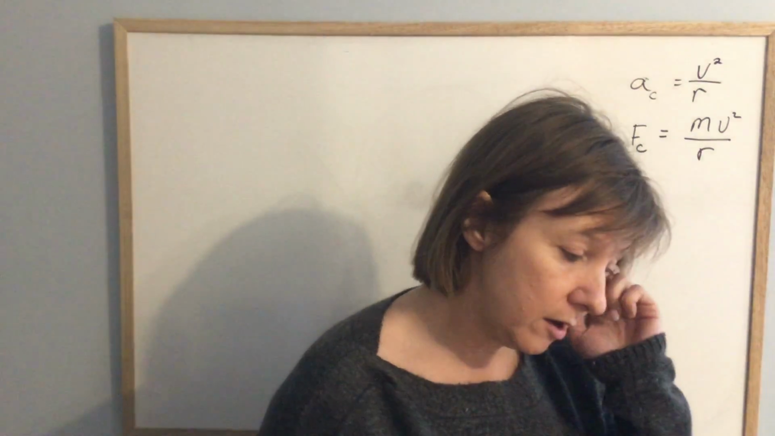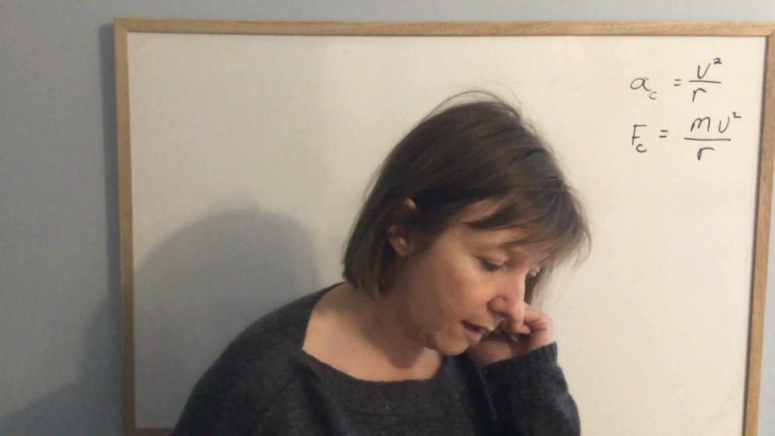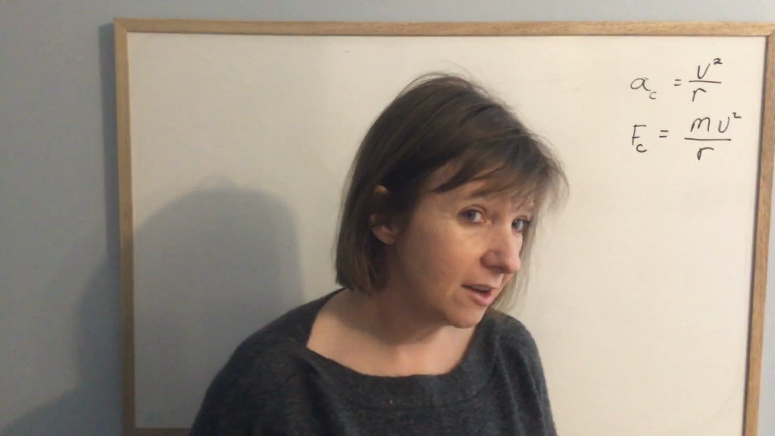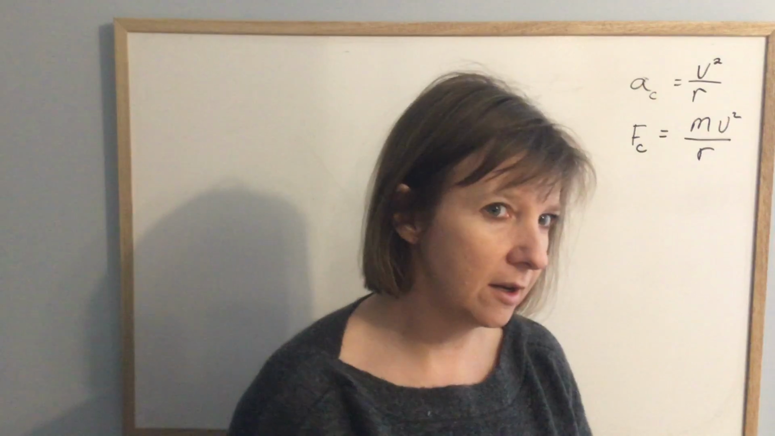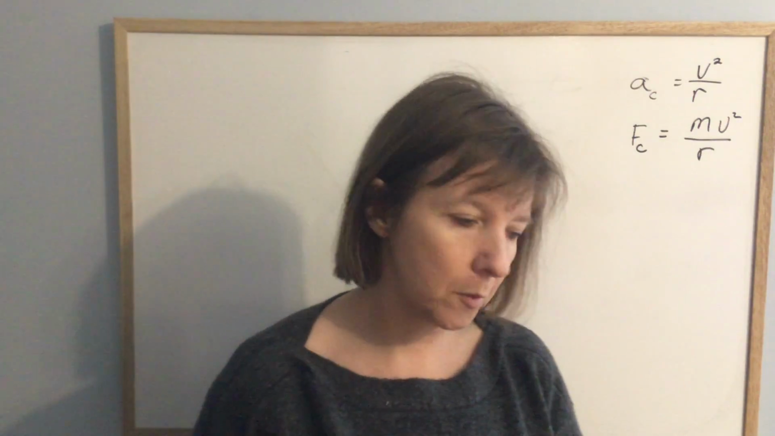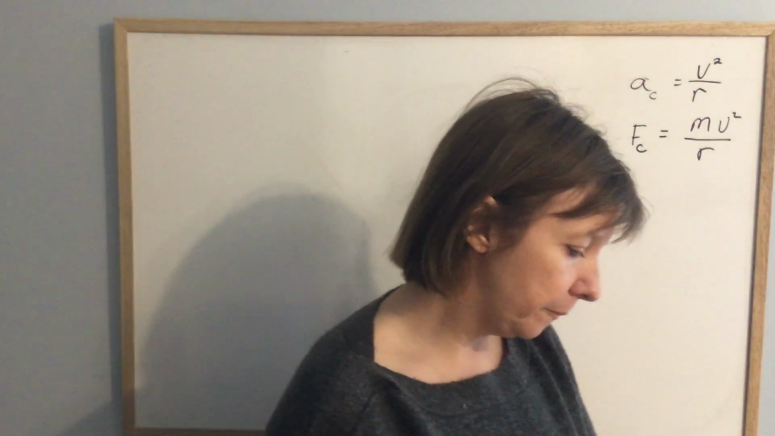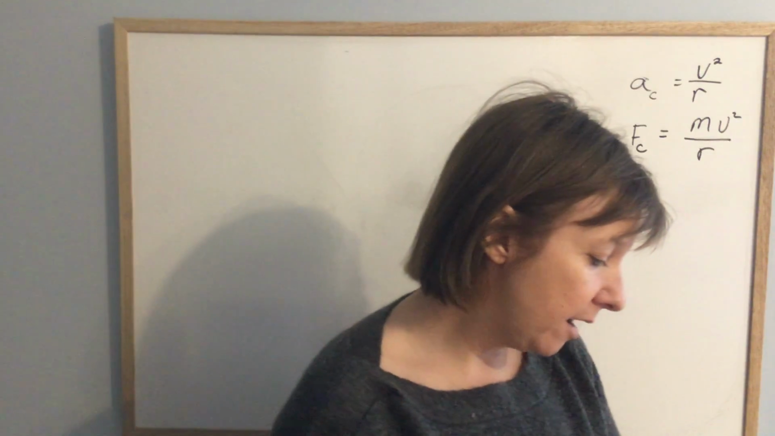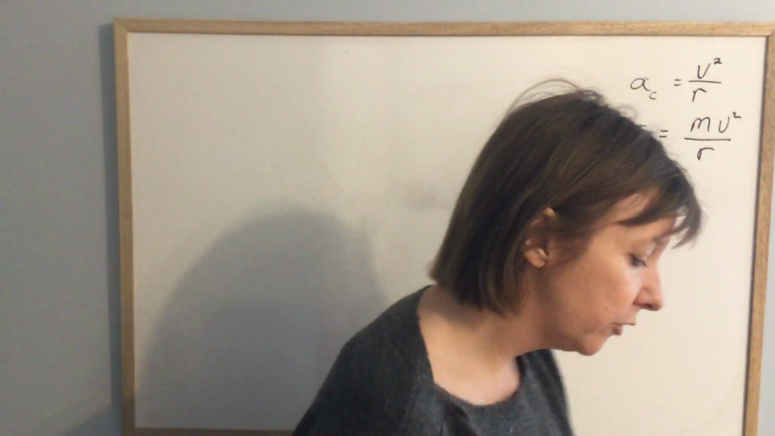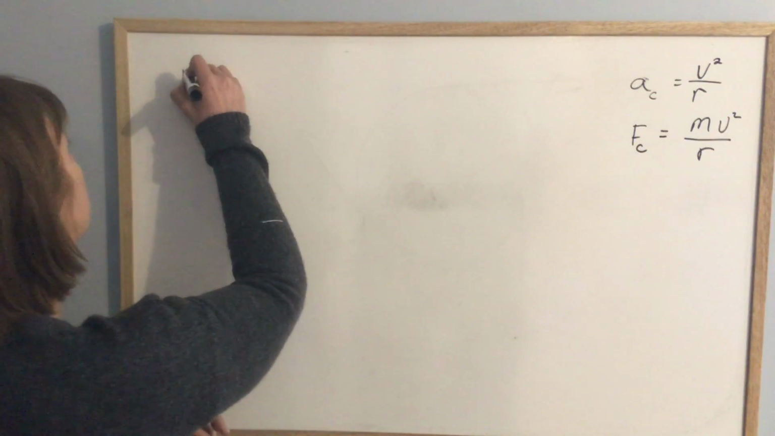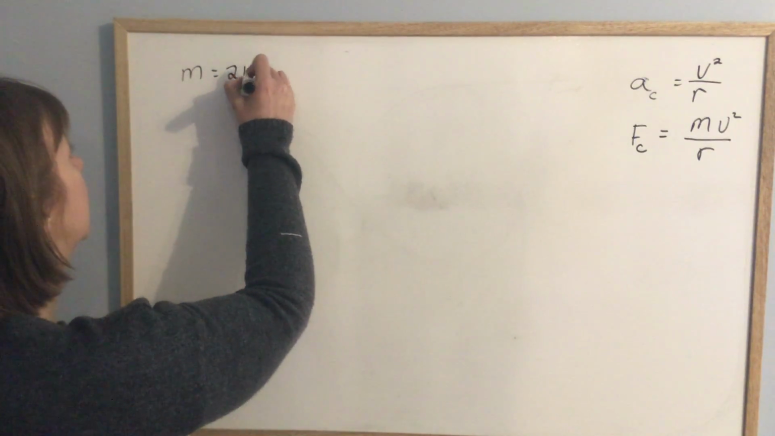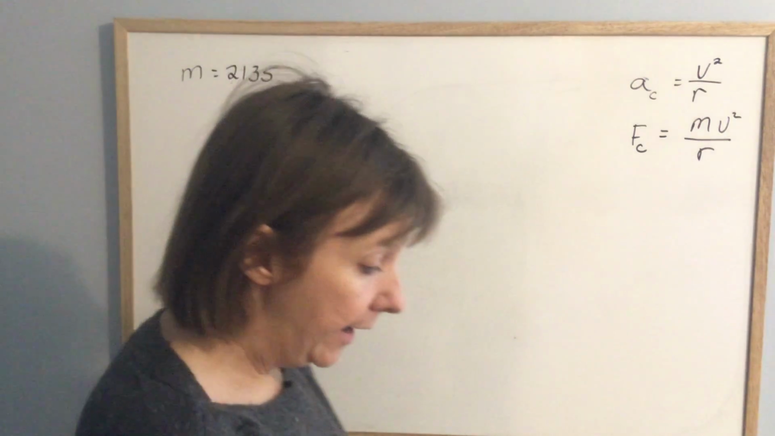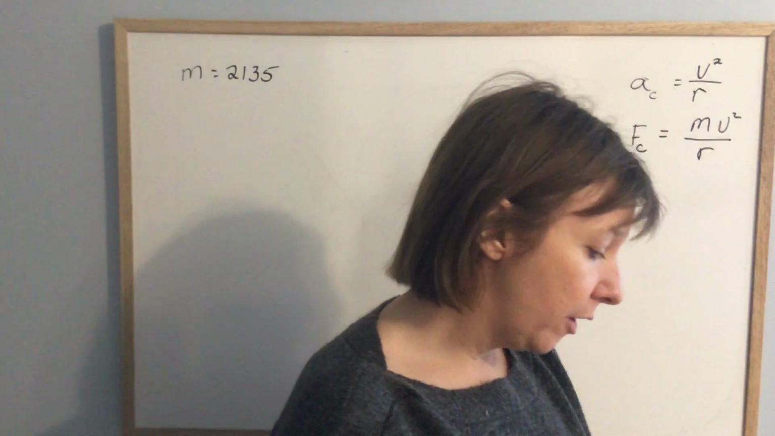The first one is not too complicated. The second one, the math is not complicated, but the theory behind it, we have to talk through a little bit. So, in number one, we have a car that has a mass of 2,135 kilograms. And it's going around a curve on a level road.